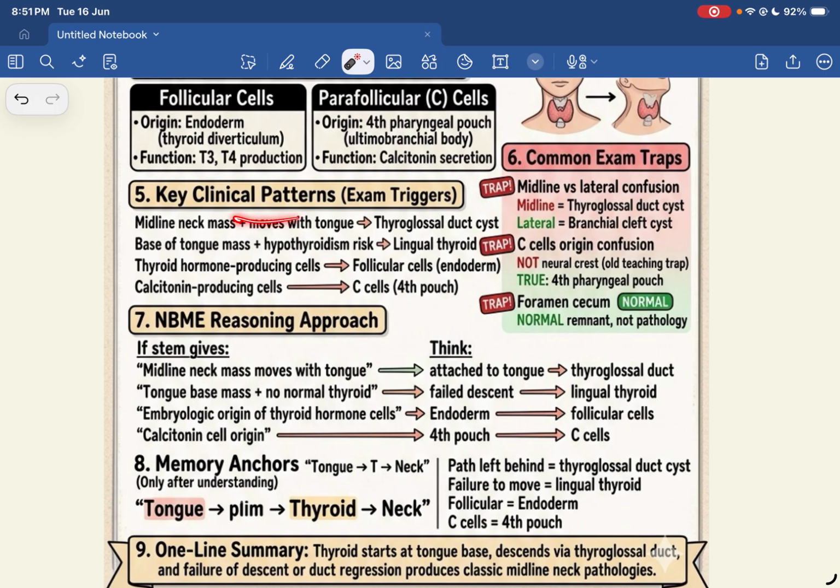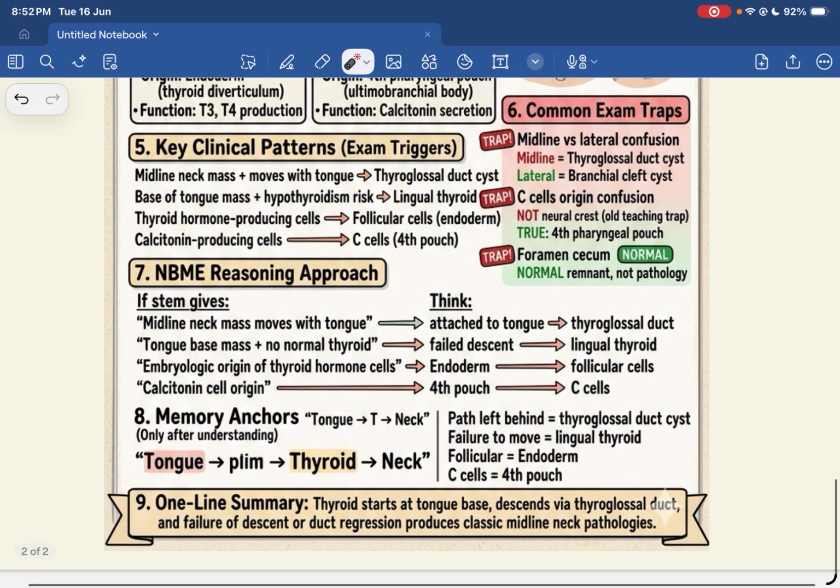The key clinical patterns are going to be a midline neck mass, which is going to move with the tongue. Then there is going to be a base of tongue mass, which, if removed, will lead to hypothyroidism: lingual thyroid. Calcitonin is being produced by C cells, which is the most important because it is an exam trap. The old teaching trap is that the C cell origin is the neural crest cells, but now it is the fourth pharyngeal pouch.